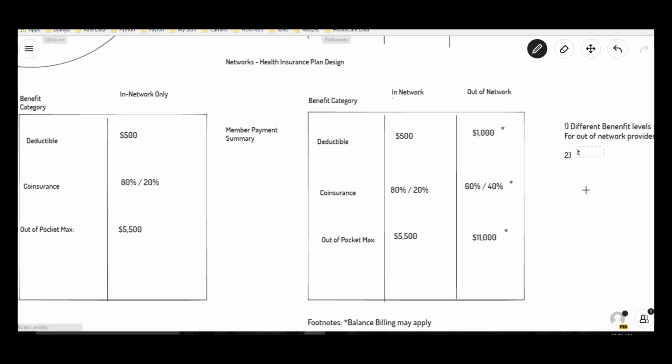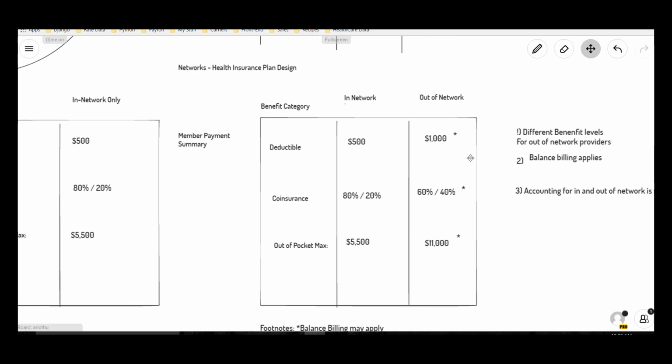So the other thing to note on out-of-network benefits is that balance billing applies. And then the third thing to note that's not obvious here is that the accounting for in-network and out-of-network benefits is separate. And what I mean by that is this. If you said, okay, look, I'm going to get some services done in-network and some services done out-of-network, your health insurance company will actually keep separate accounts.